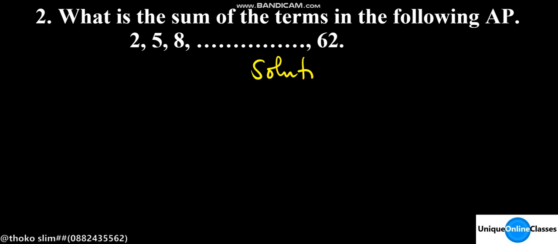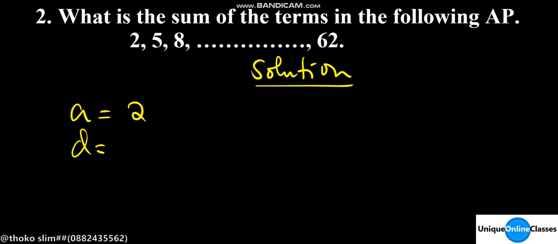So solution, we have our a as 2 and the common difference d. If you subtract here 5 minus 2, that will be positive 3. Or if you subtract 8 minus 5, that is still 3. Then you can see the last term is 62.